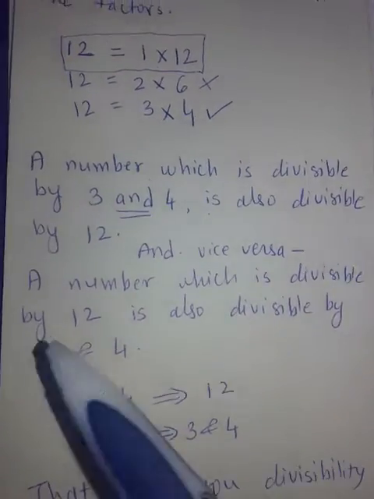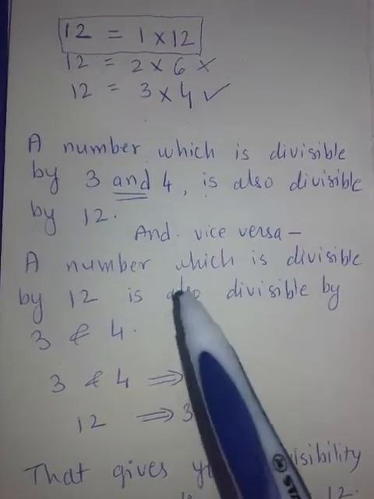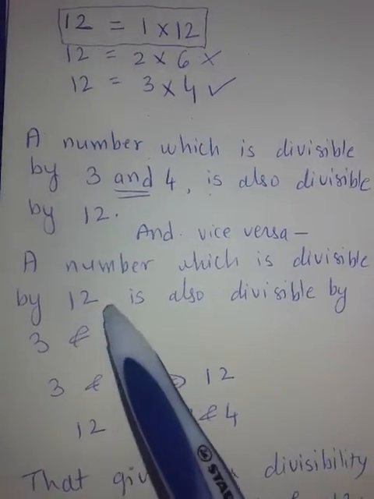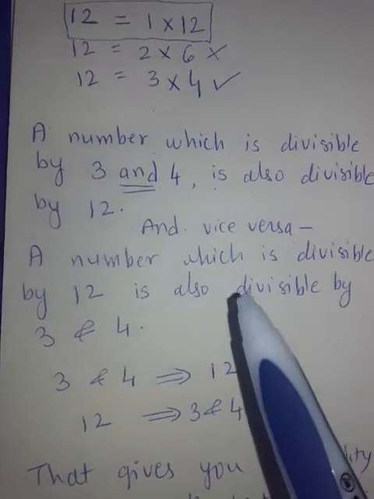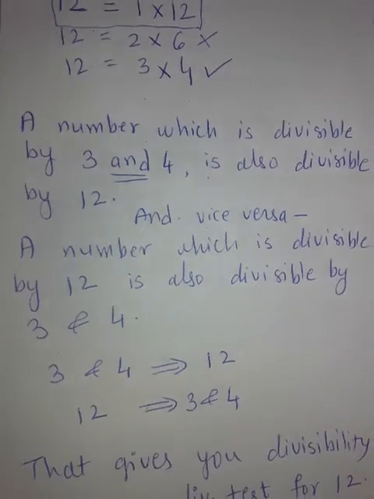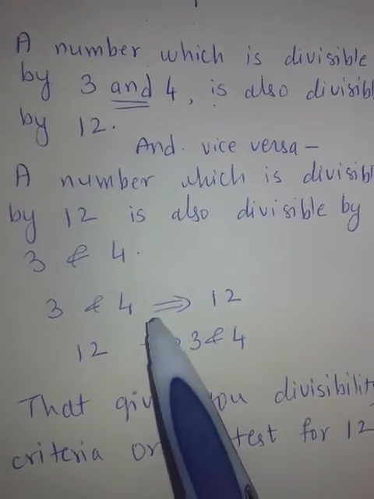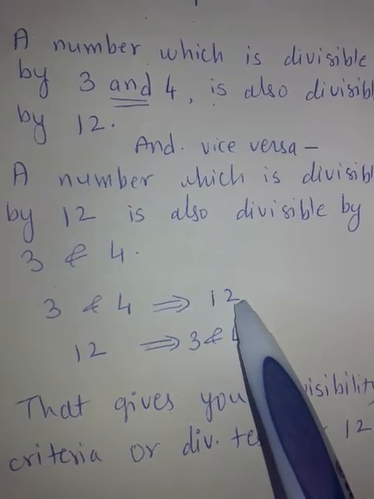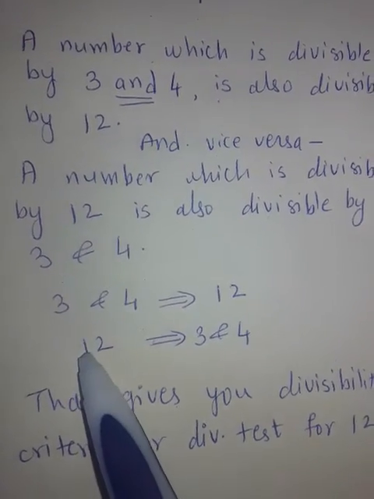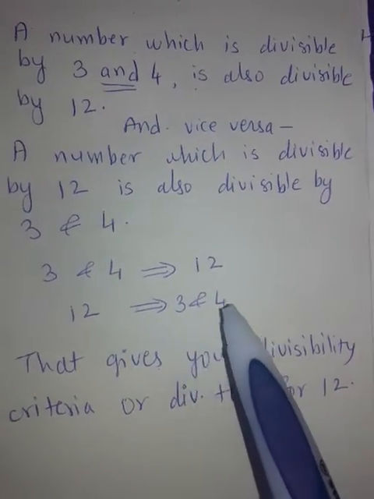Here, vice versa is also true. That means if you already know a certain number is divisible by 12, then be sure that it will also be divisible by 3 and 4. That means divisibility by 3 and 4 implies divisibility by 12, and divisibility by 12 implies divisibility by 3 and 4.